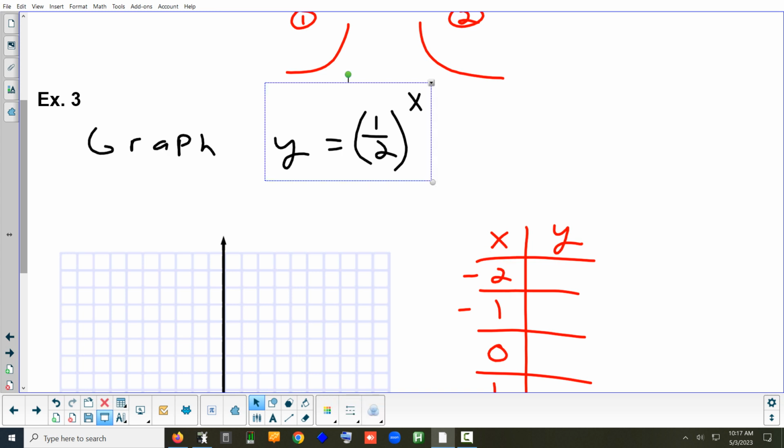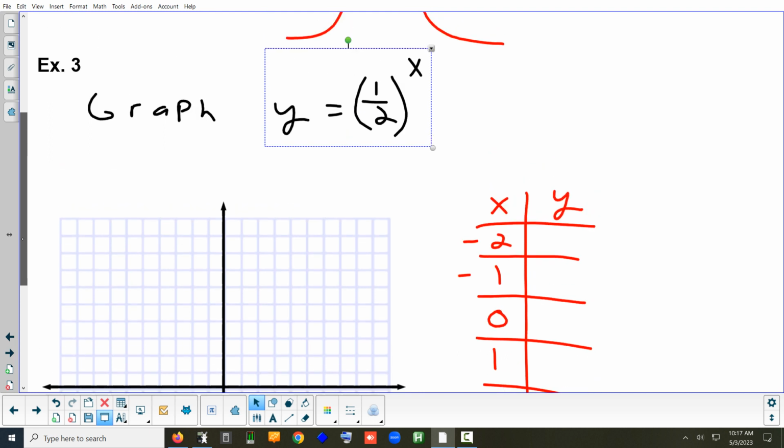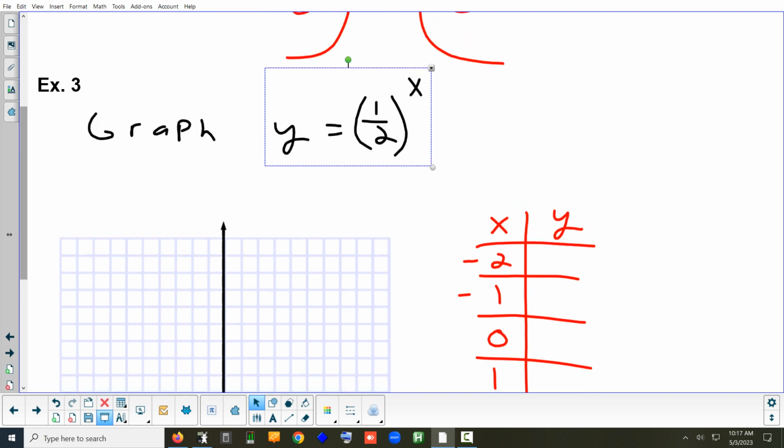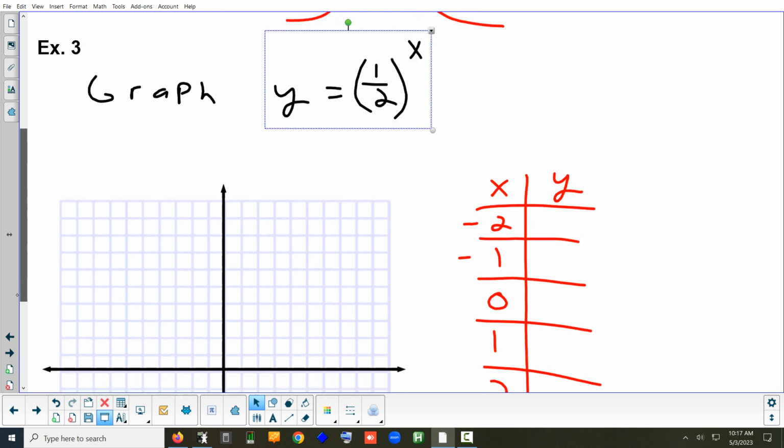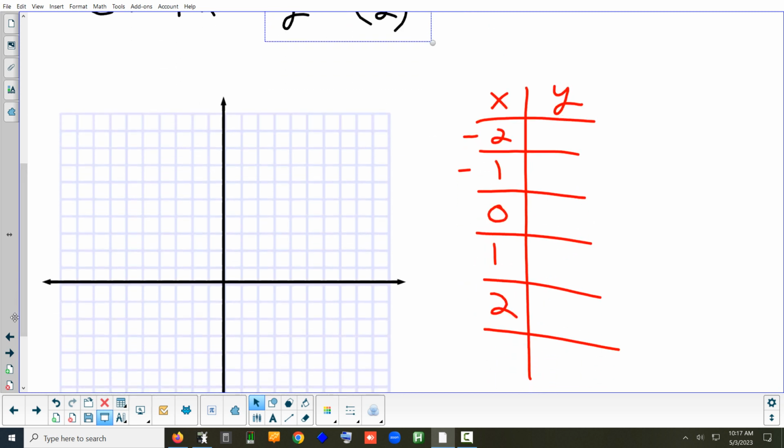Okay, so I'm going to pause it, and you can use a calculator if you need to. You just need a calculator that can do exponents. So try to plug all 5 of those numbers in, one at a time for x, and then see what you get for y. Okay, and if you get your table, then try to graph your points and see what your picture looks like.